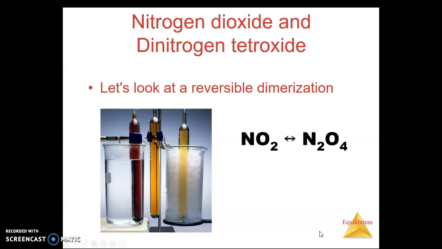All right. Now, if you've done this the way I intended, you've already seen a little video of the nitrogen dioxide and dinitrogen tetroxide equilibrium. And you can see that in hot water, the NO2 predominates because it absorbs visible light, green light, and looks red. But the N2O4 does not absorb visible light, and so it's a lot paler.